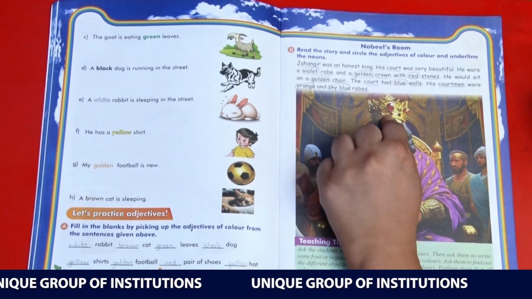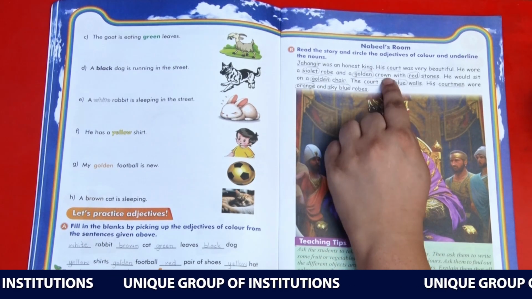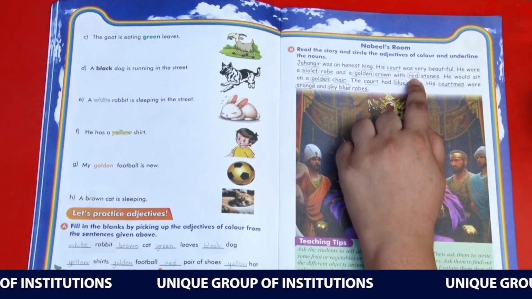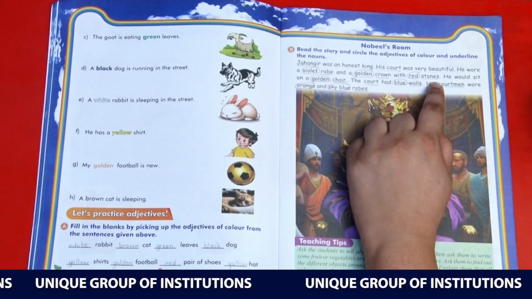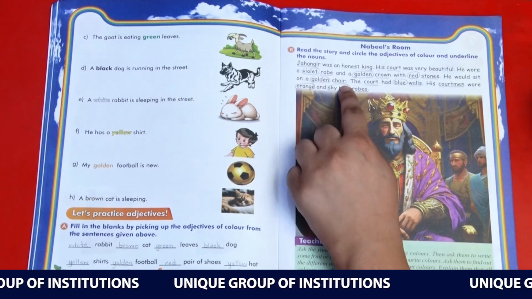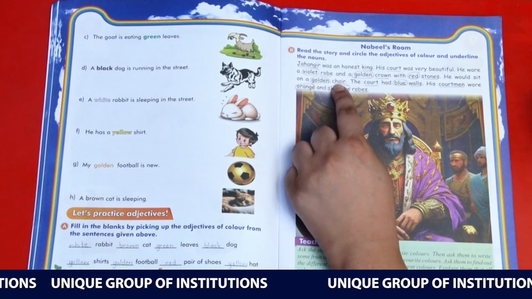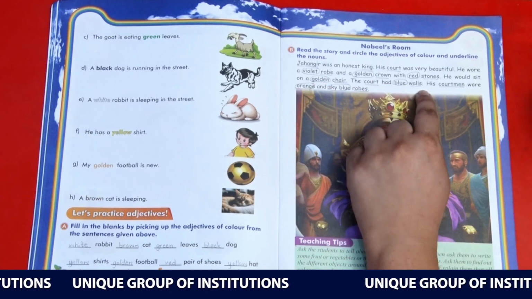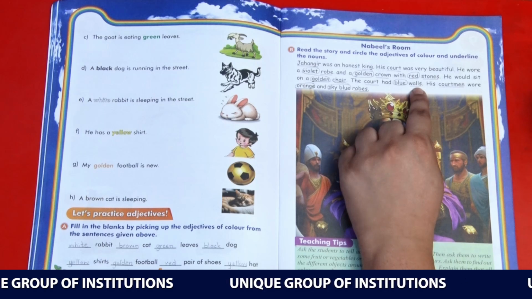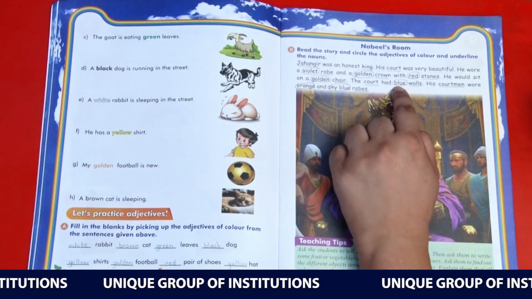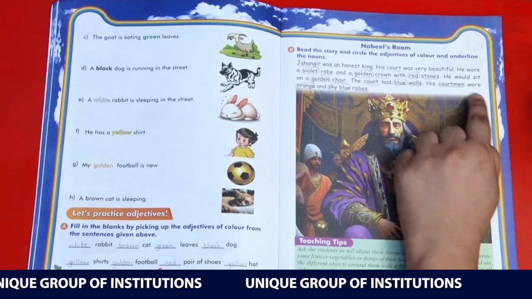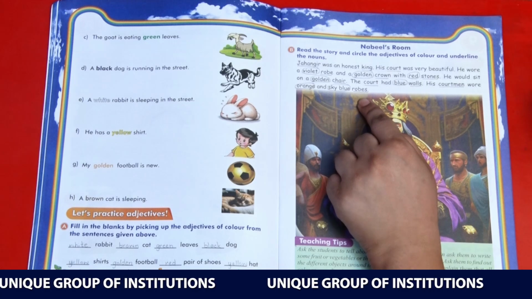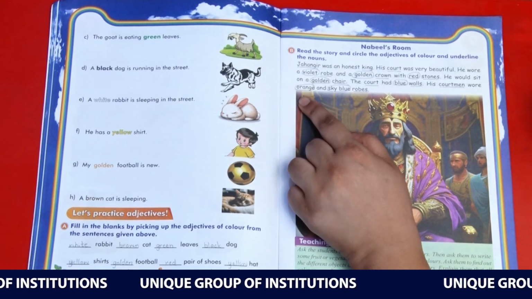And a golden crown, golden color, circle it, and crown, noun, underline it, with red stones. So red is the color which is an adjective, circle it, and stones, underline. He would sit on a golden chair. Chair is the noun, underline it, and golden is the color, the adjective, circle it. The court had blue walls. Court and walls are nouns. These are things, so underline them, and blue is the color, circle it. His courtmen wore orange and sky blue robes. Courtmen and robes are nouns, so underline them. Sky blue and orange are colors, circle them.